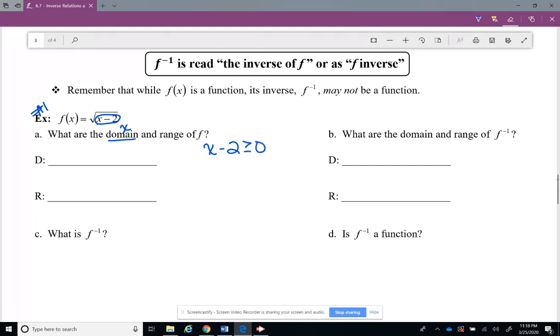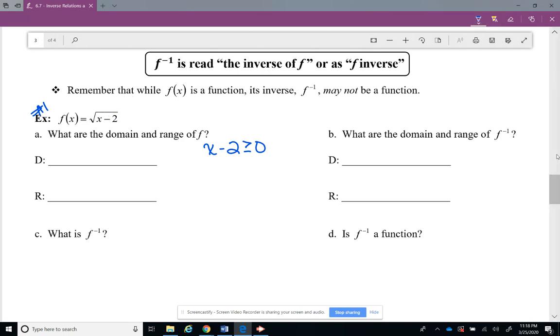Now let me tell you why it's greater than or equal to 0. Because we don't want to graph anything in here that's an imaginary number. We're graphing on an x-y coordinate plane. And if anything in there ends up being less than 0, then it's going to be an imaginary number, because the square root of a negative number is an imaginary number. So that's why what's underneath the radical will be greater than or equal to 0.